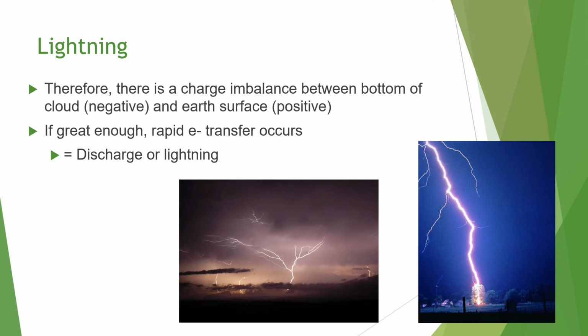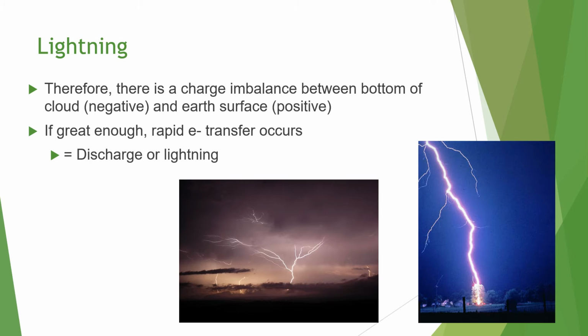Okay, lightning. There is a charge imbalance between the bottom of the cloud, which becomes negatively charged, and the Earth's surface, which becomes positively charged. If great enough, rapid electron transfer occurs. This results in a discharge, which is seen as lightning.